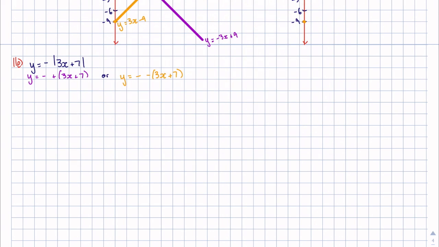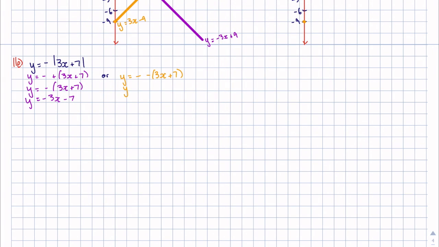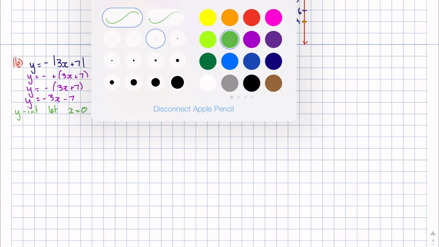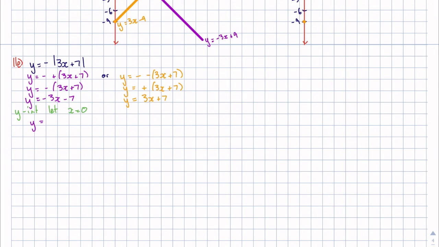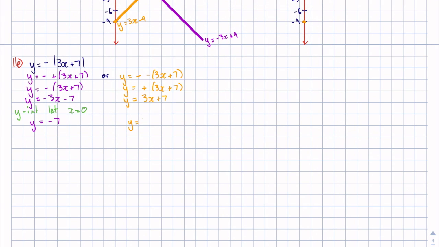So if I keep working through this one on the left, that's y equals negative outside of 3x plus 7, which means y equals negative 3x take 7. And then in the orange one, I've got y equals negative the negative, so it's positive 3x plus 7. So y just equals 3x plus 7. Okay, y-intercept. Let x equals 0. Do this for both. So y equals negative 7. And then for this one, it's going to be y equals positive 7.